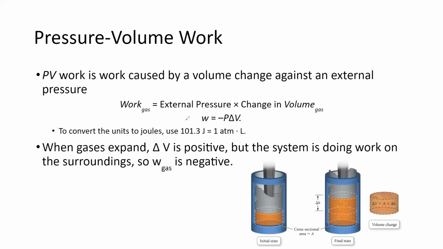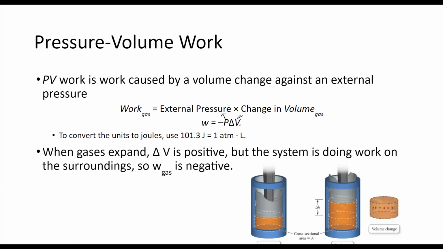And our equation for that is work equals negative P delta V, which is external pressure and change in volume. Again, final minus initial. The only tricky part to this equation, which some of you will forget, is that the pressure needs to be in atmospheres. The volume needs to be in liters because work is energy. The unit of energy is the joule. And we can convert between atmosphere liter and joules, but it has to be atmosphere liters.